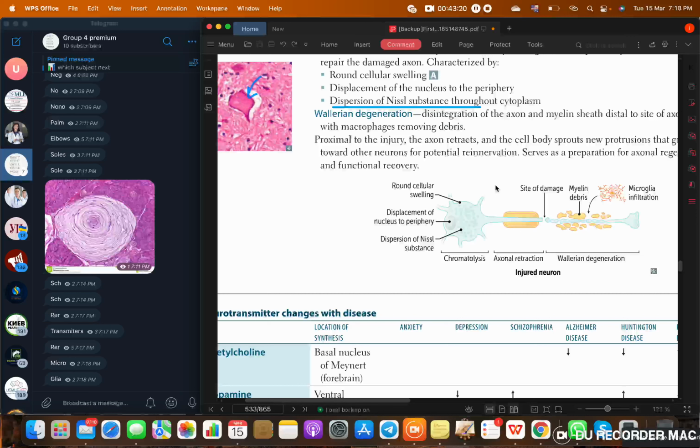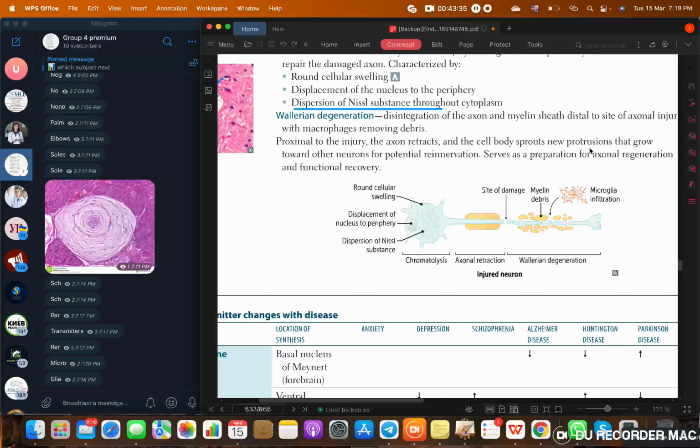Proximal to injury, so it will be right here, exactly after where the injury has occurred. They write, proximal to injury, the axon retracts and the cell body sprouts a new protrusion that grows towards other neurons for potential re-innervation. Okay, so this one is cut, but there is an additional nerve here, so this will try to connect here and here. This thing is not perfect, as you understand, so it will not be 100% perfect, but in the CNS, it's amazing.